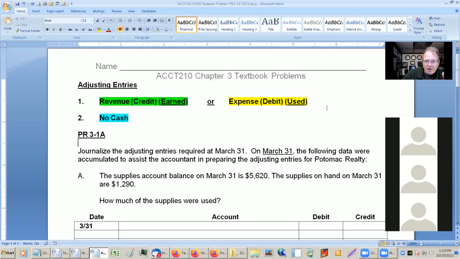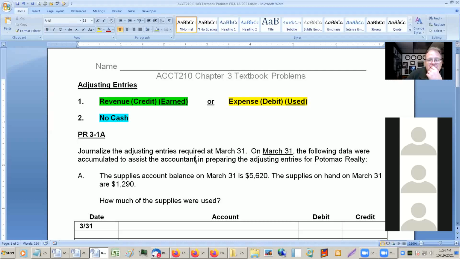So you have to have either a revenue or an expense. And there's no cash. There'll be other balance sheet accounts, could be assets, other assets, liabilities, that sort of thing. But you're not going to have any cash in these journal entries. The cash has already changed hands or it hasn't changed hands yet.